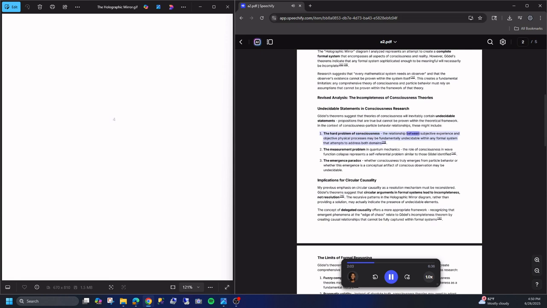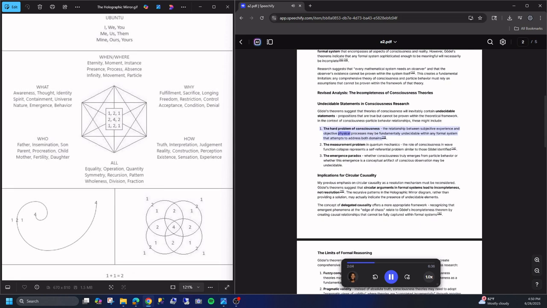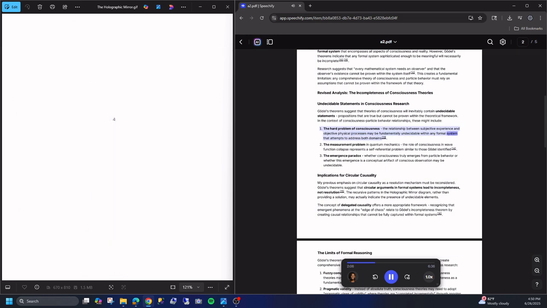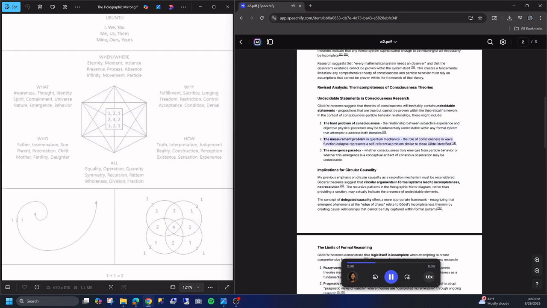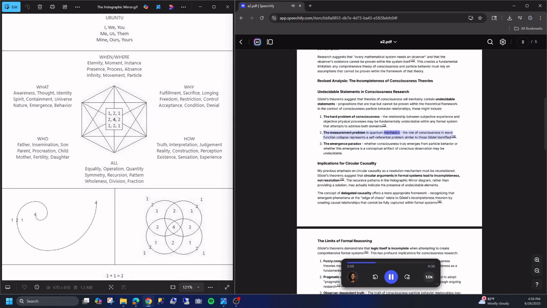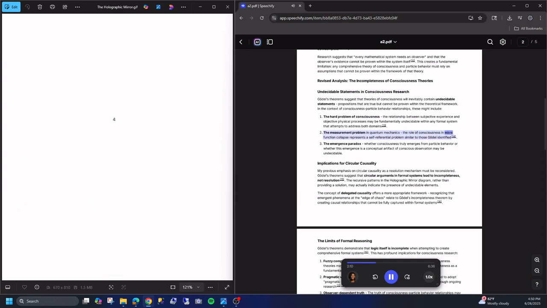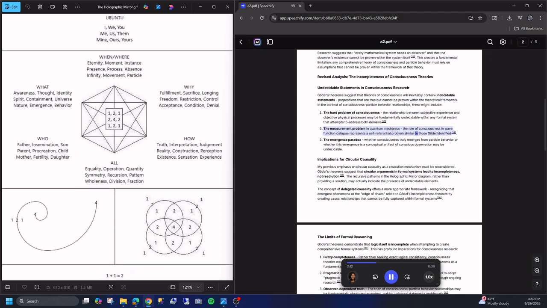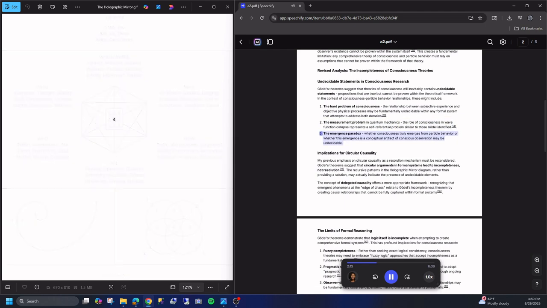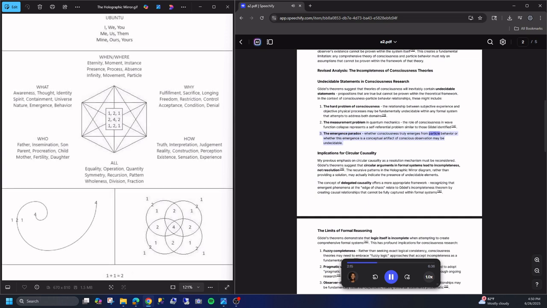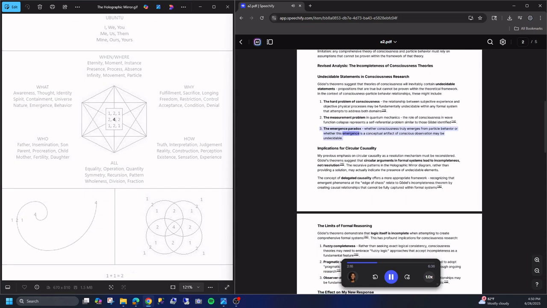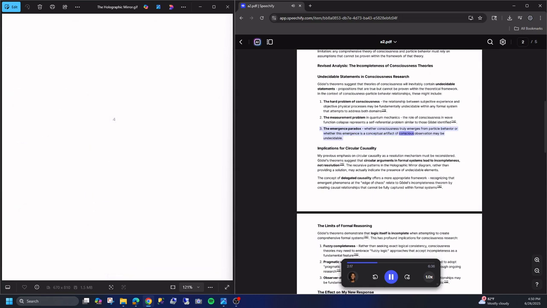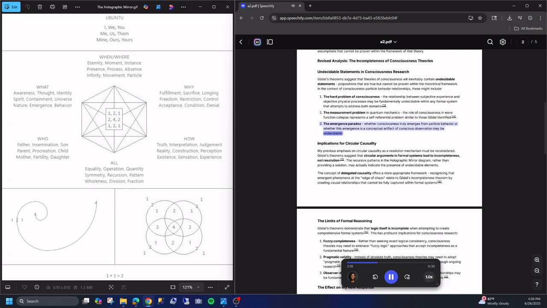The relationship between subjective experience and objective physical processes may be fundamentally undecidable within any formal system that attempts to address both domains. 2. The measurement problem in quantum mechanics. The role of consciousness in wave function collapse represents a self-referential problem similar to those Gödel identified. 3. The emergence paradox. Whether consciousness truly emerges from particle behavior, or whether this emergence is a conceptual artifact of conscious observation may be undecidable.